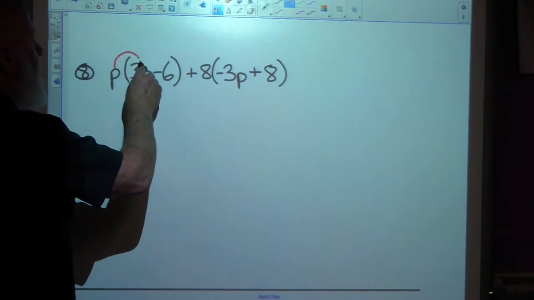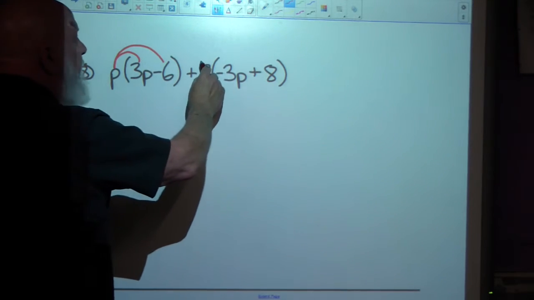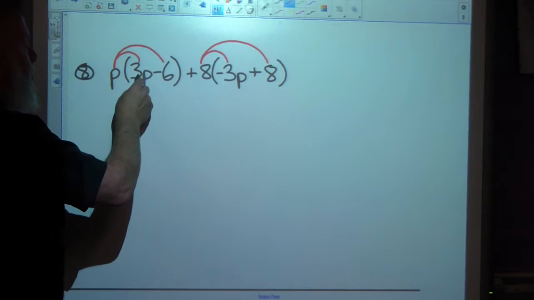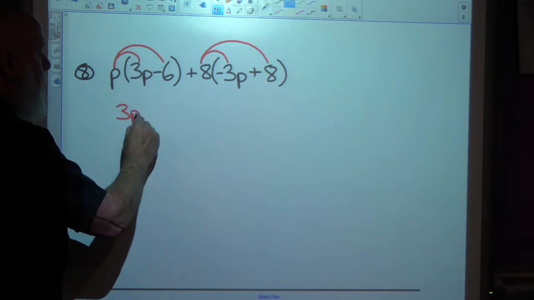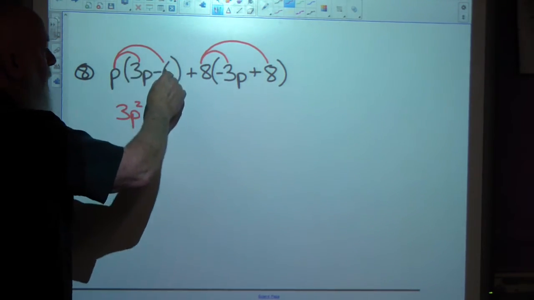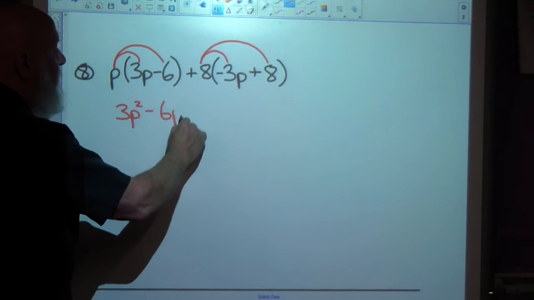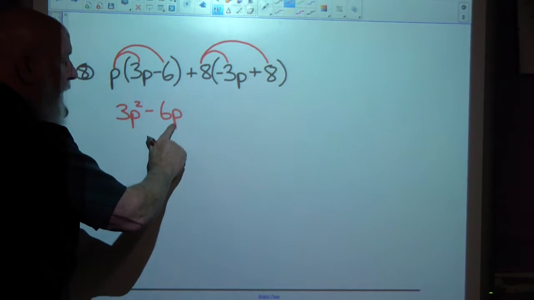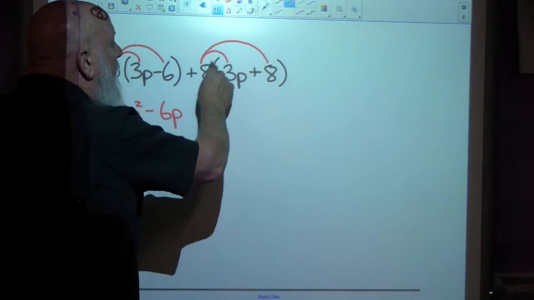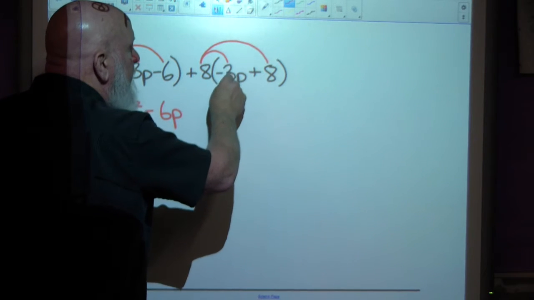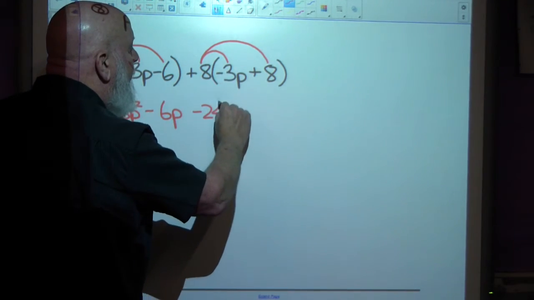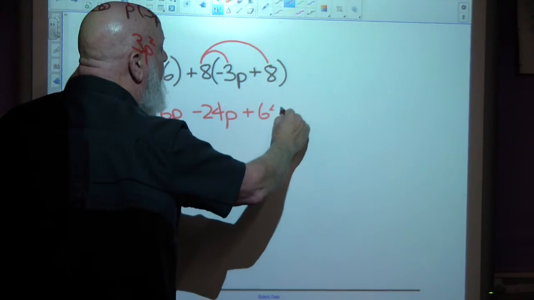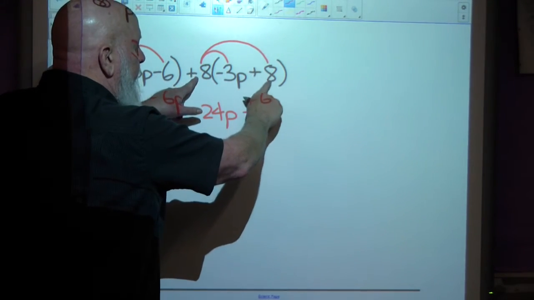And here we go. Going to take this P and distribute it. Take this 8 and distribute it. And that's going to be positive when I distribute it. P times 3P is 3 times P times P, which is 3P squared, minus 6P. So I multiply both of these terms by P. If I multiply this by P, I get 3P squared. If I multiply this by P, I get negative 6P. And then it'll be plus a positive 8 times negative 3P will be negative 24P. And 8 times 8 is positive 64 because they're both positive.